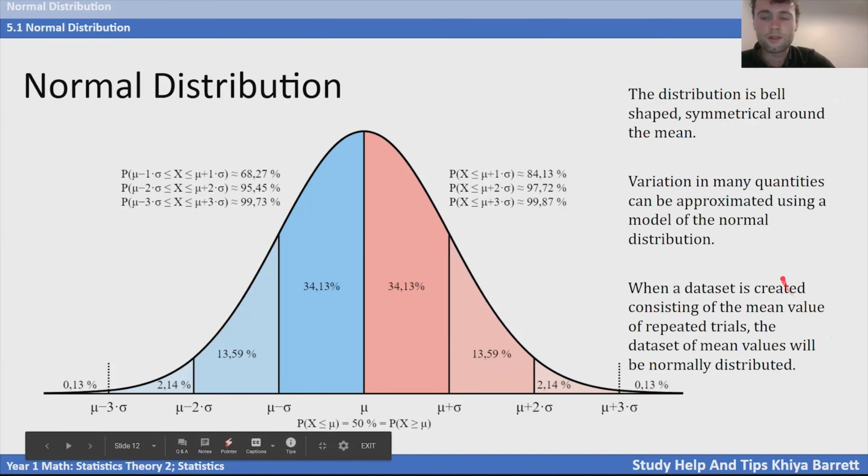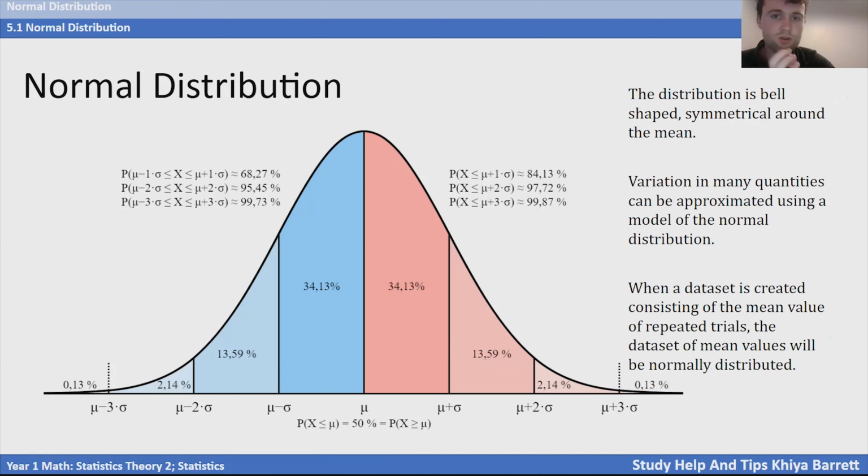Now, what is the normal distribution? The distribution is bell-shaped, symmetrical around the mean. Variation in many quantities can be approximated using a model of normal distribution. When a data set is created of the mean values of repeated trials, the data set of mean values will be normally distributed. So there are many occasions when a data set will follow a normal distribution, but we can know for certain that if a data set consists of the mean values of repeated trials, it will be normally distributed.